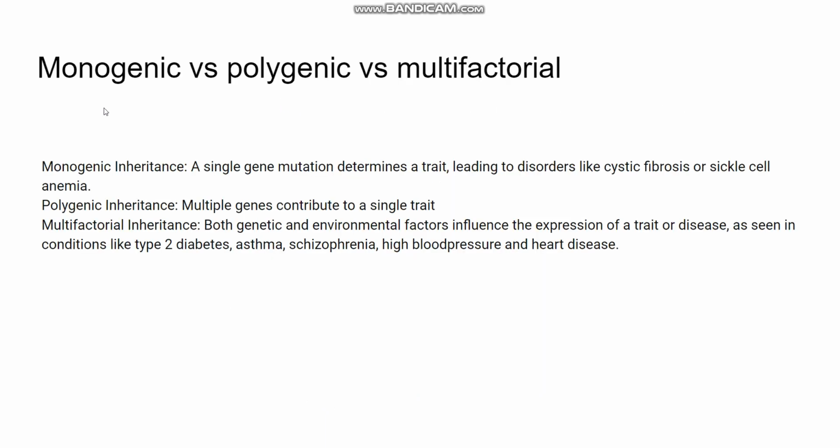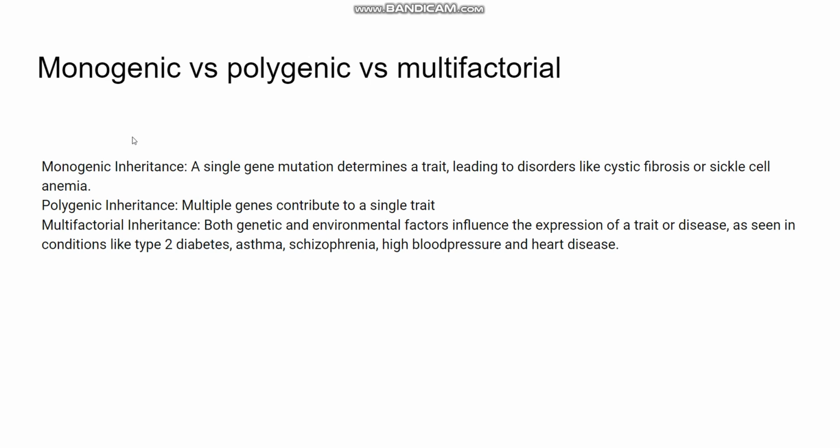Now I want you to understand the difference between monogenic, polygenic, and multifactorial inheritance. Monogenic refers to a single gene mutation determining a trait. Examples of this are autosomal recessive cystic fibrosis or sickle cell anemia. Monogenic inheritance is typically much rarer than multifactorial inheritance, although not always, right? Because multifactorial inheritance explains these common diseases.